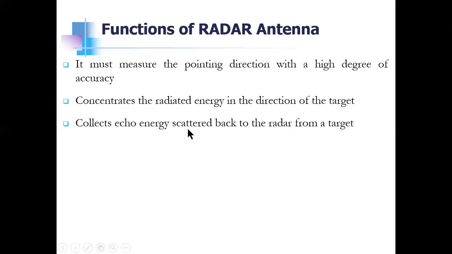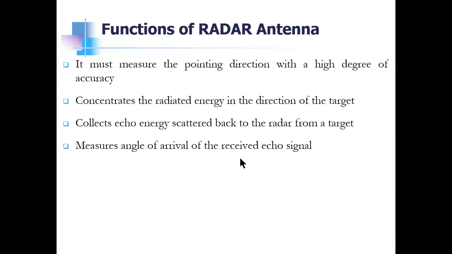Now, next, it measures the angle of arrival of the received echo signal so as to provide the location of the target in azimuth as well as elevation. So that location of the target has to be decided by this radar antenna based on the angle of arrival of the received echo signal. So location in the sense of elevation and azimuth.